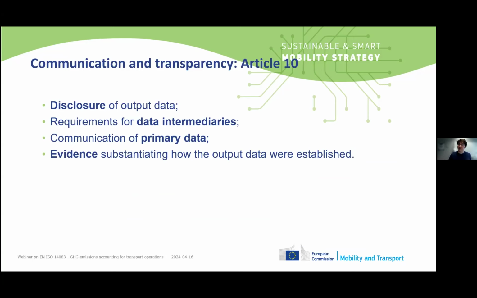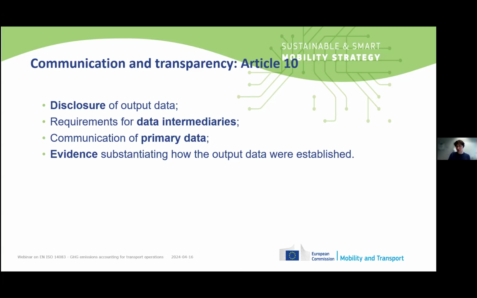On communication and transparency, in Article 10, we also give rules for the disclosure of the output data. So this will have to be very clear. We also provide a very clear line to publish when this data is disclosed, and we also provide rules for the data intermediaries. While the data intermediaries are not in the scope of this proposal for a regulation, they will have to follow CountEmissionsEU if they calculate and disclose their data. But if they only disclose, apologies, the data that are received from those that calculate the emissions, then who does the calculation is in the scope of the regulation.